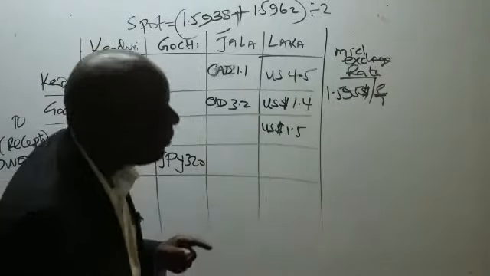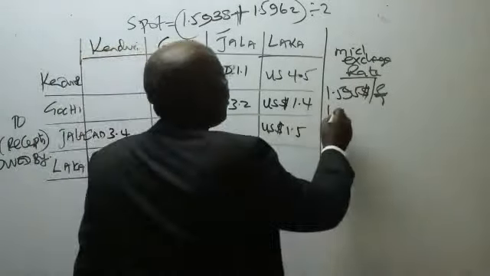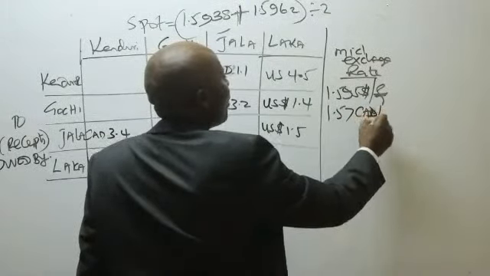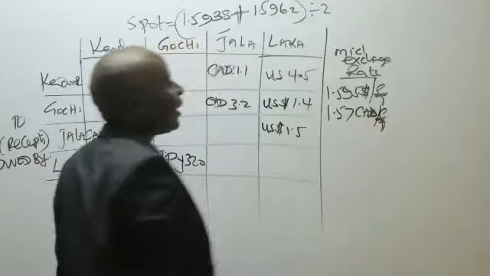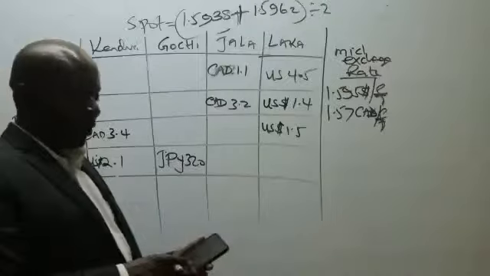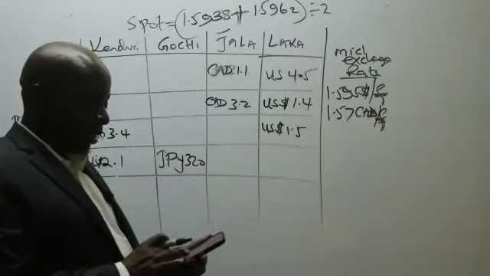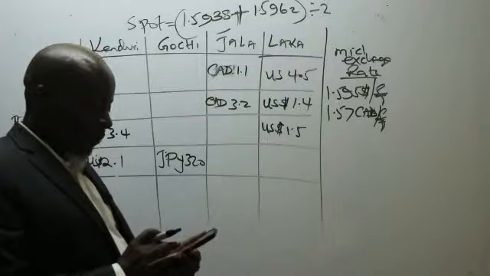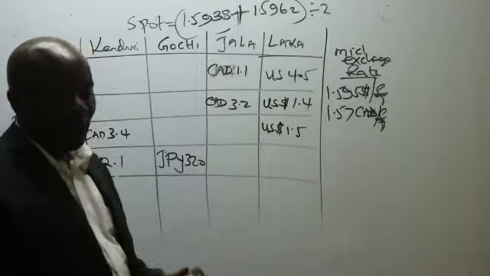Aha, wameniambia mwalimu itakuwa ni 1.57 Canadian dollar to the pound. Ya mwisho ni Japanese yen to the pound.